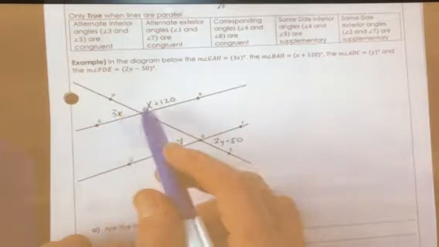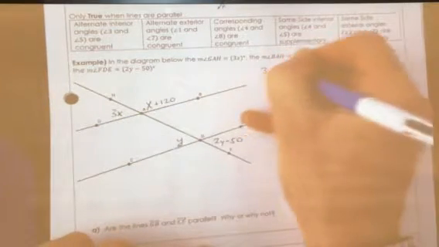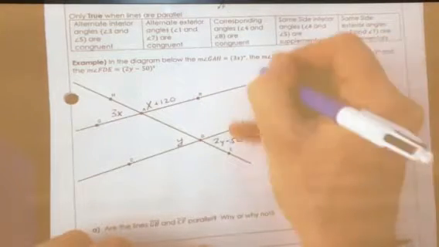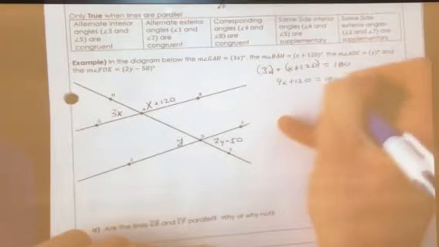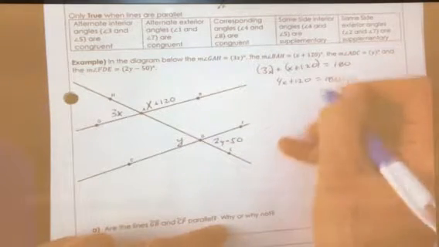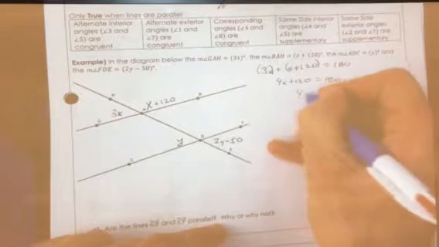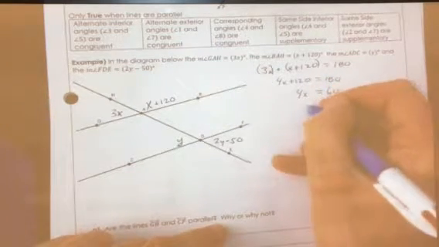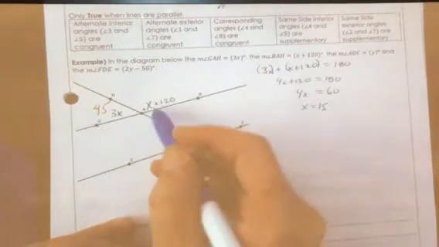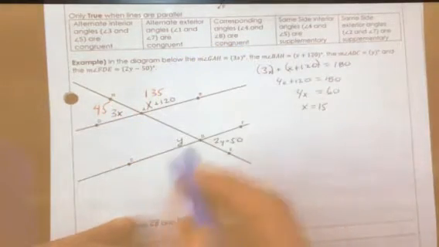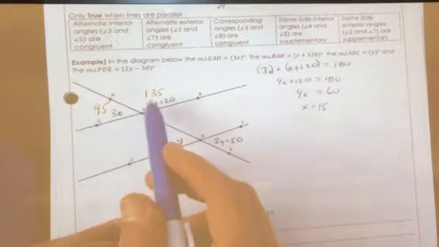So I can say 3x plus x plus 120 equals 180. This is 4x plus 120 equals 180. We'll subtract 120 from both sides and we'll say that 60 equals 4x. We'll divide both sides by 4 and say that x equals 15. Now we can substitute x equals 15 back in and see that this 3x equals 45 and this x plus 120 equals 135, and that should make sense because if we add those two together, they equal 180 degrees in total.